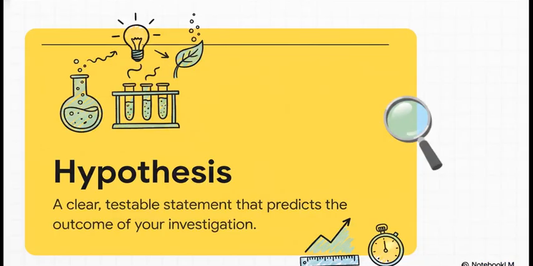And this is your hypothesis. Look, it's not just a random guess. It's a really sharp, precise prediction that basically becomes the roadmap for everything you do next. A great example? Increasing light intensity will increase the rate of photosynthesis in pondweed. See how clear that is? It links a cause, the light intensity, to an effect, the rate of photosynthesis. And the best part? You can actually walk into a lab and measure it.